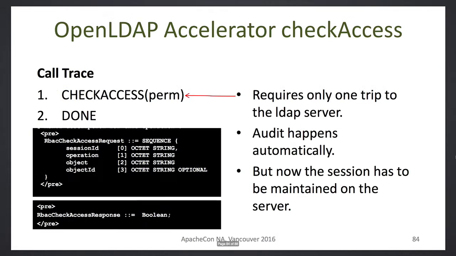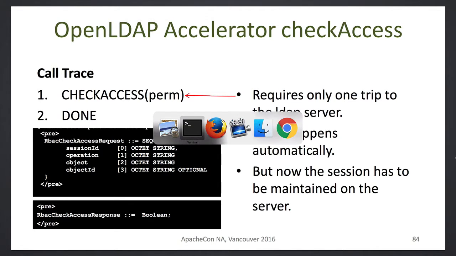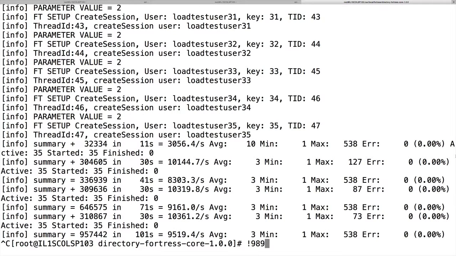So what's going on as far as a call trace behind the scenes? The client invokes check access, and then there's now just going to be one round trip because we don't have to do that funny audit business anymore because we control the server. And so the audit happens automatically, which is good. But now we've got to maintain the session on the server. So that server's got to do more work with that data. There's going to be more I/O because he's got to persist that session there in addition to the audit. So let's run it again in that configuration and see what kind of numbers we get.